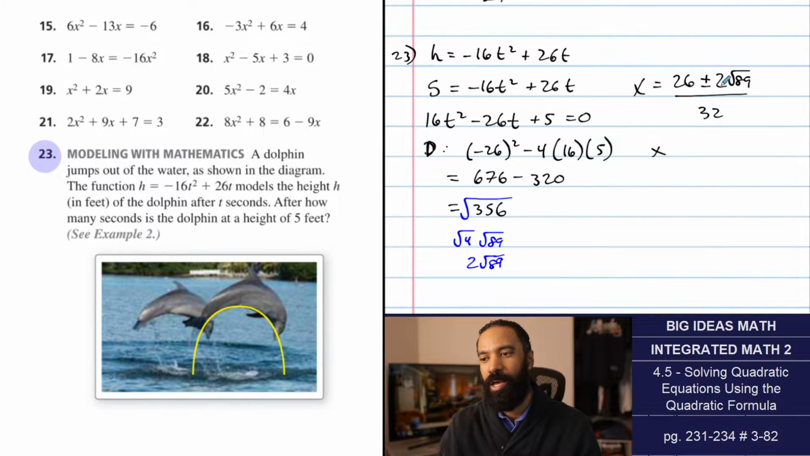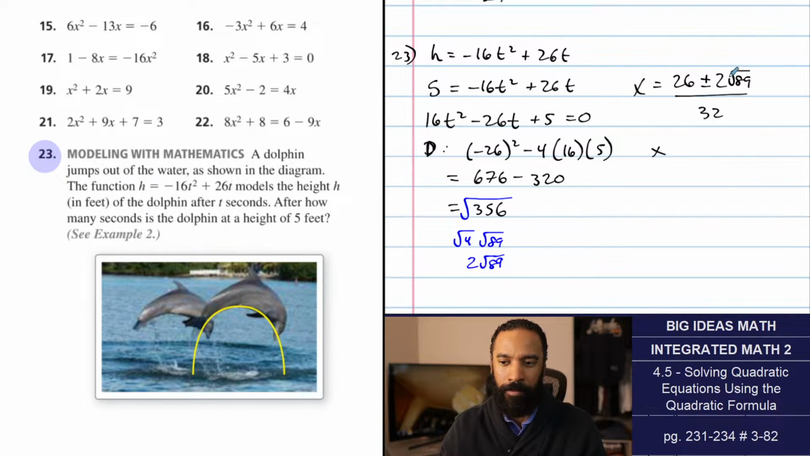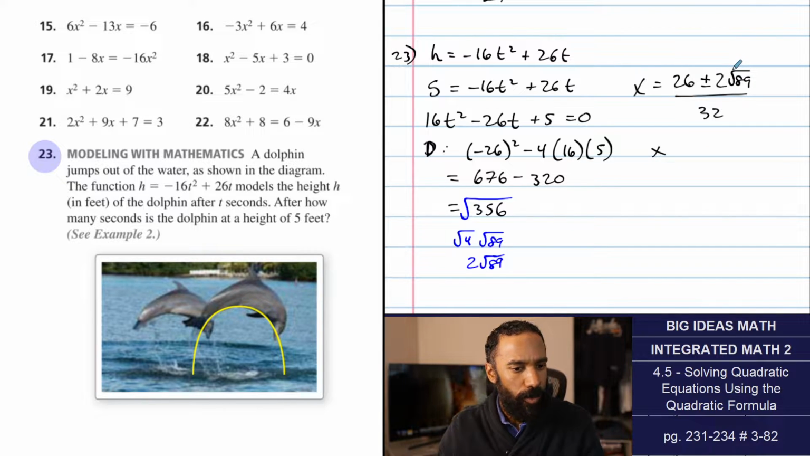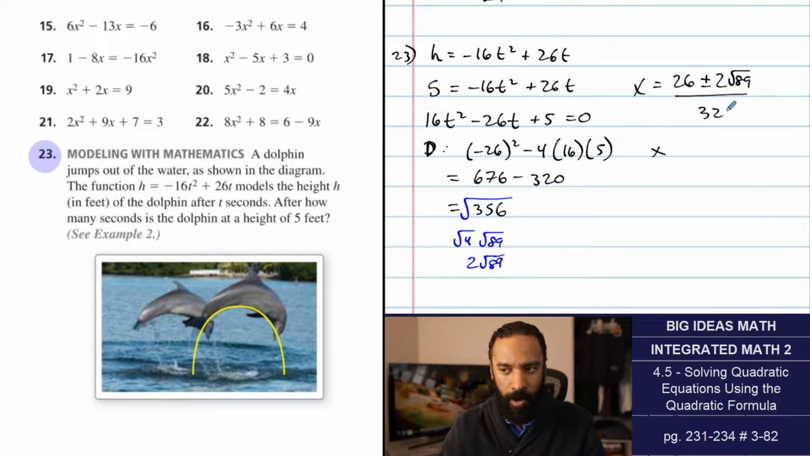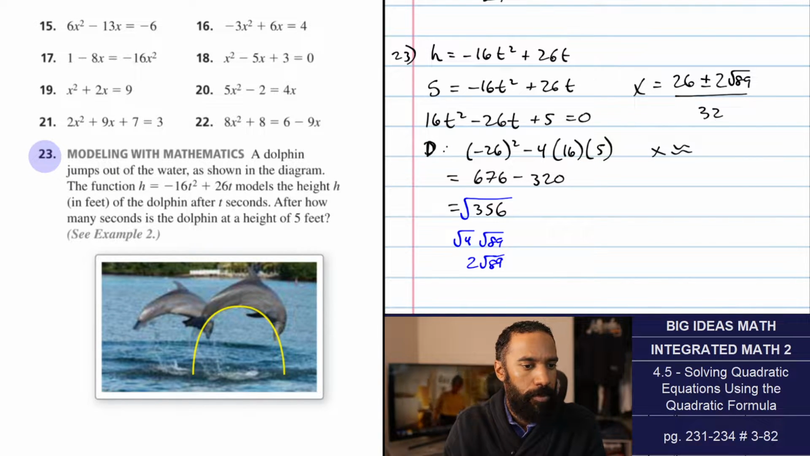If I did 26 minus 2 root 89, I'm probably looking at one of those, well, no, there's more than one answer. There's more than one answer when it comes up and when it comes down. So there are going to be 2 answers here. Yeah, it's not negative. So we're going to be doing 26 plus 2 root 89 all over 32. I just put 31. That's not going to help.